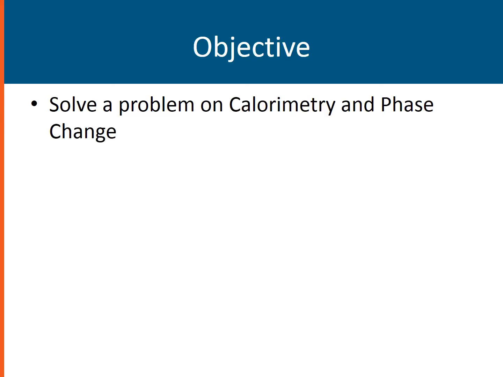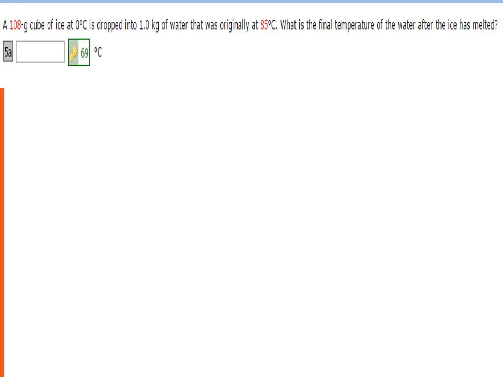This tutorial aims to solve a problem on calorimetry and phase change. This is one of the problems I have given in WebAssign. It reads: a 108 gram cube of ice at 0 degrees Celsius is dropped into 1 kilogram of water that was originally at 85 degrees Celsius. What is the final temperature of water after the ice has melted?